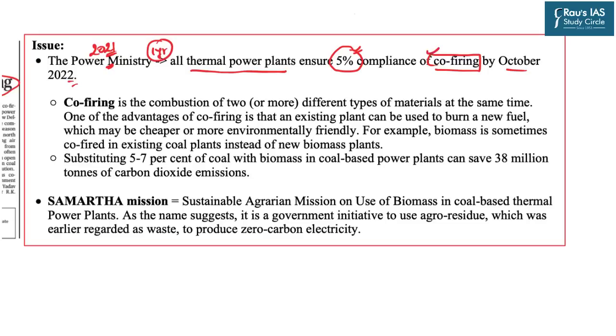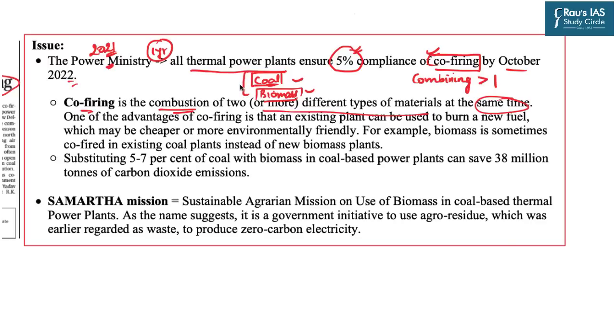Now, what do you understand by co-firing? As the name suggests, it is combining more than one fuel type in order to run the thermal power plants. It can be two or it can be more than two as well. So co-firing is the combustion of two different types of materials at the same time. That means, let's say, if a thermal power plant is using coal as its dominant fuel, it can also mix this coal with, let's say, biomass. If any power plant is using coal and biomass in order to generate electricity, then we will say that that particular plant is operating on a co-firing basis.